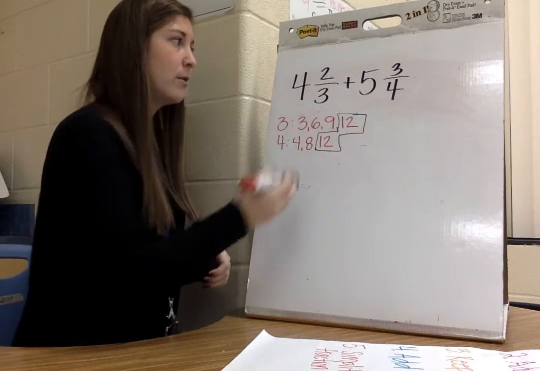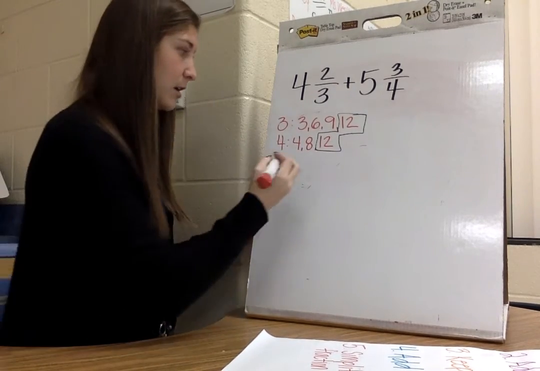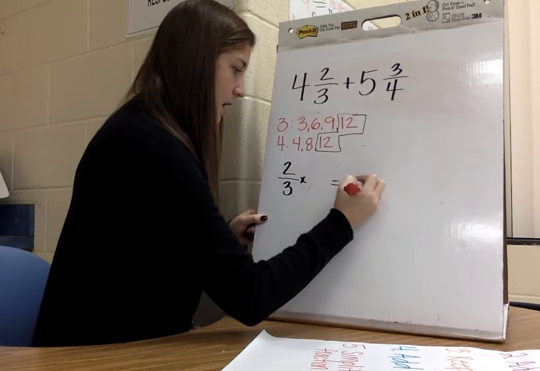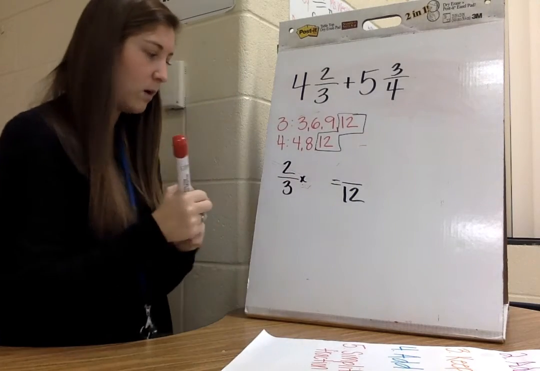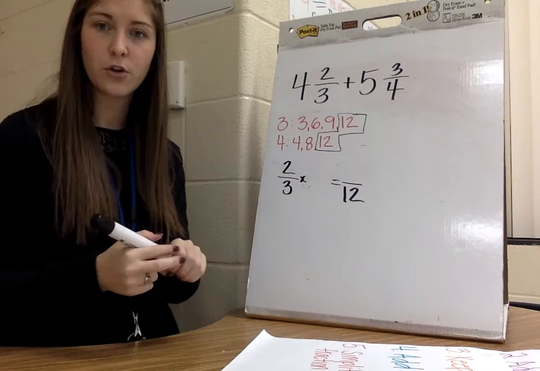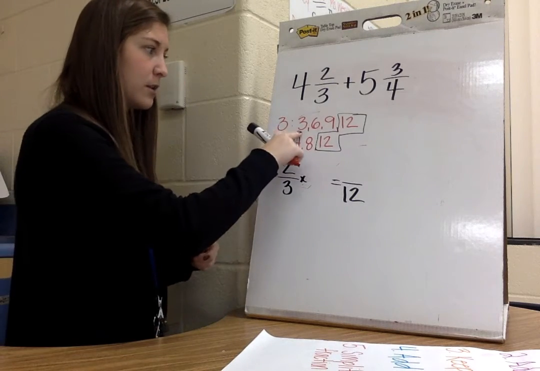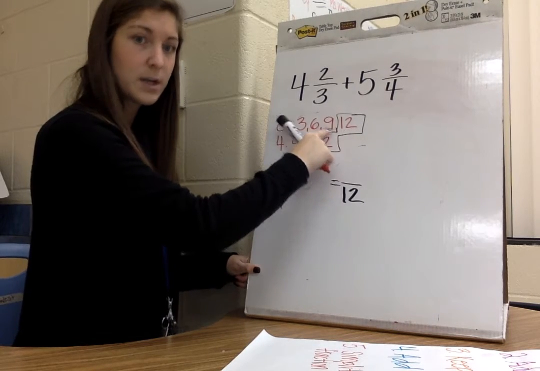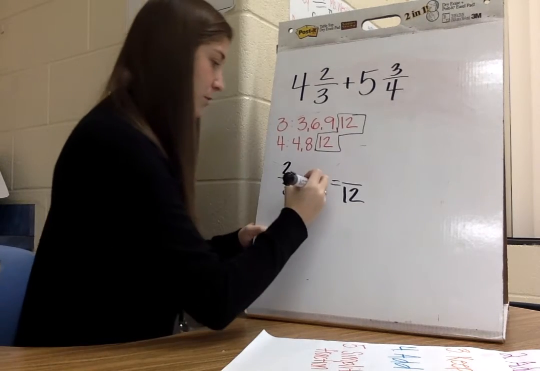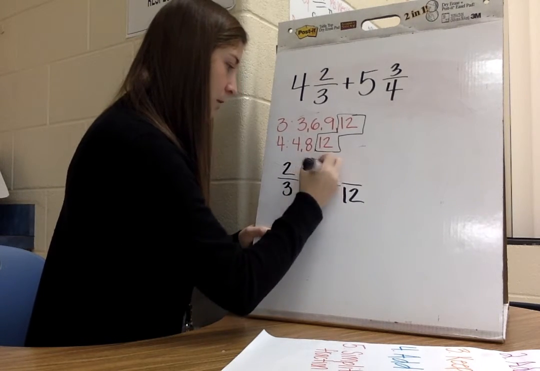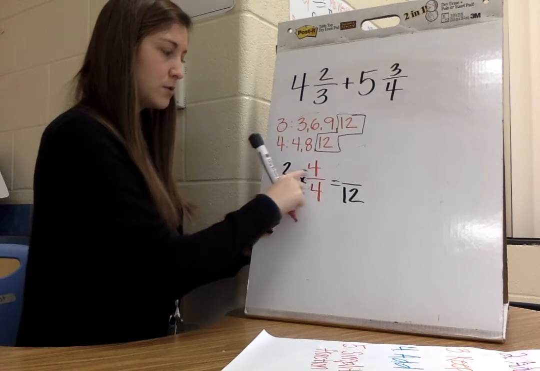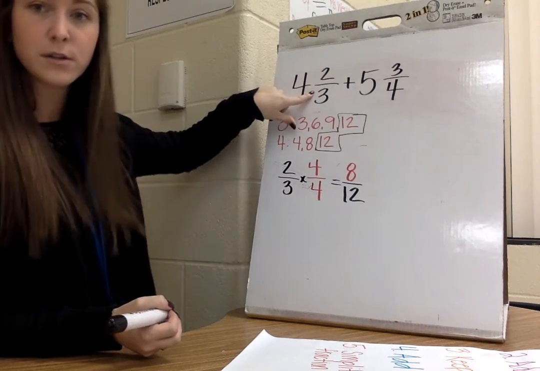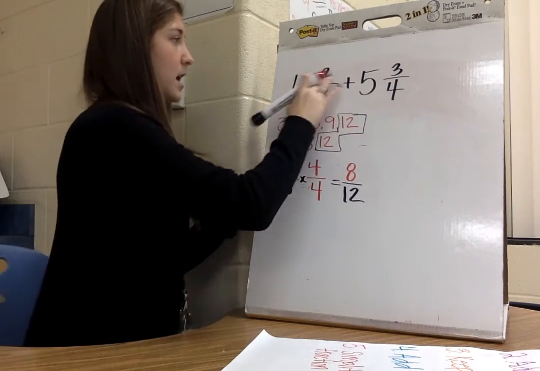So now I have to go through and change both of my fractions to have a denominator of 12. I'm going to start with 2/3 first. I have to figure out what I have to multiply 3 by in order to get to 12. Well, I know that 3 times 1 was 3, 3 times 2 was 6, 3 times 3 is 9, and 3 times 4, that's my fourth multiple, is 12. And what I do to the bottom, I also have to do to the top. So 2 times 4, I know, is 8. So instead of 2/3 now, I'm going to have the fraction 8/12.